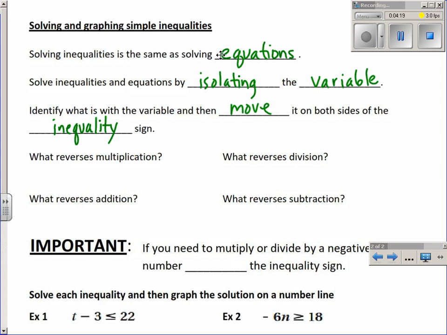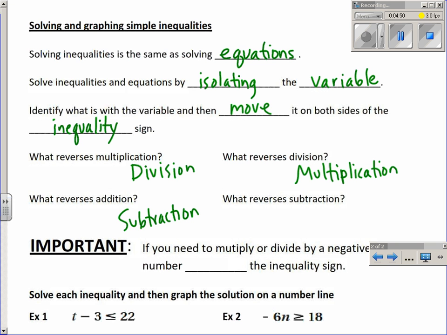All right, so before we do any examples, we're going to need to remember how we undo multiplication. How do we undo division, addition, subtraction? So what reverses multiplication? Everybody? Division, yeah. And what reverses division? Multiplication, yeah. And what reverses addition? Yep, you guessed it, subtraction. And what reverses subtraction? Addition. Hopefully you guys remember that from last year.